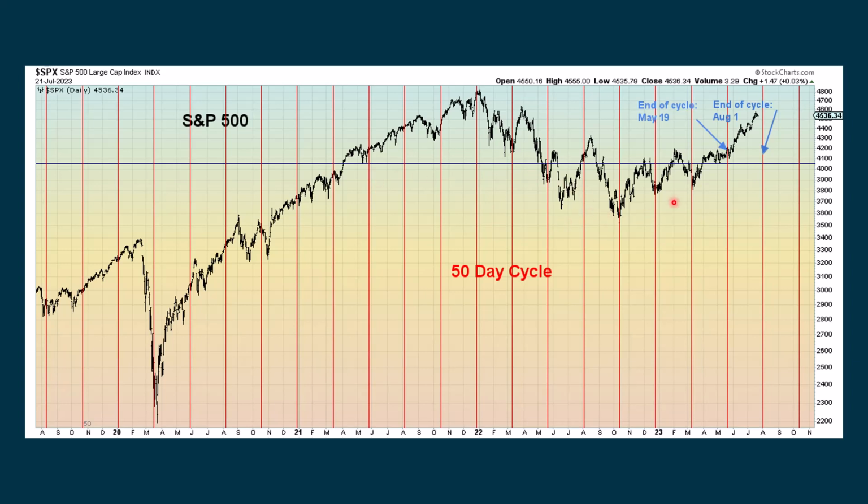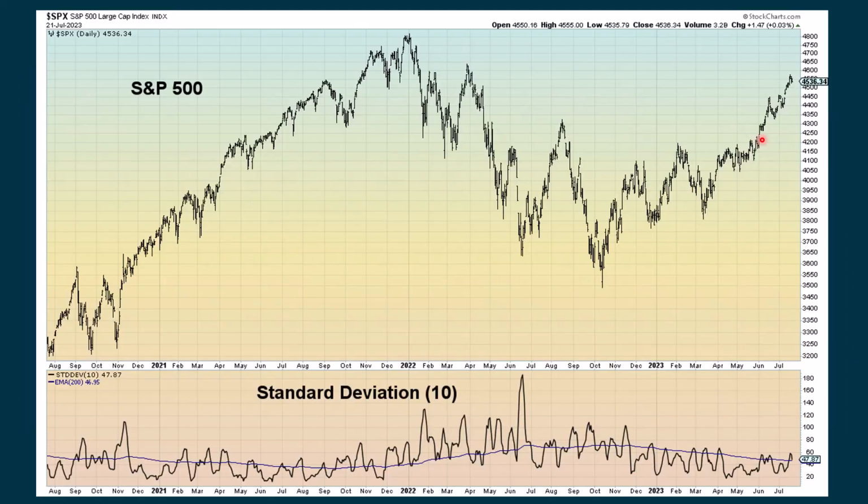The last cycle that we had was on May 19th. The next cycle will be on August 1st. As we get closer to that date, I'll start showing this chart and we'll just see if anything's going to happen. We also look at standard deviation. Are we above or below what the median or average price is over the last 10 periods? We're just about on the moving average.